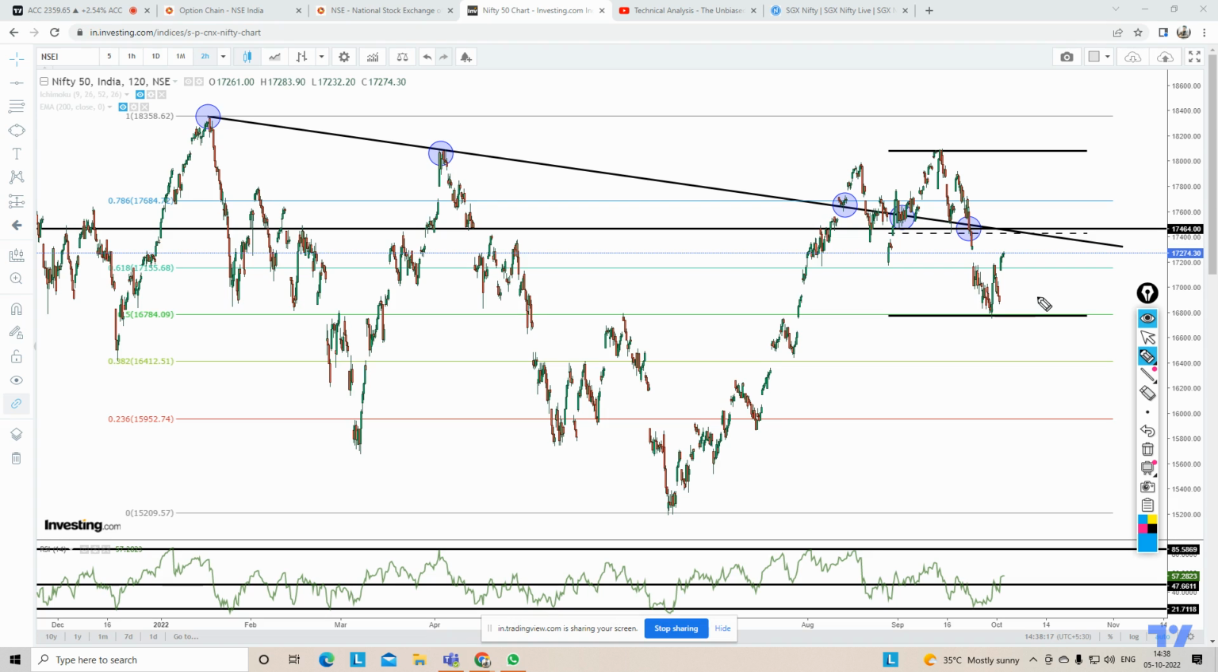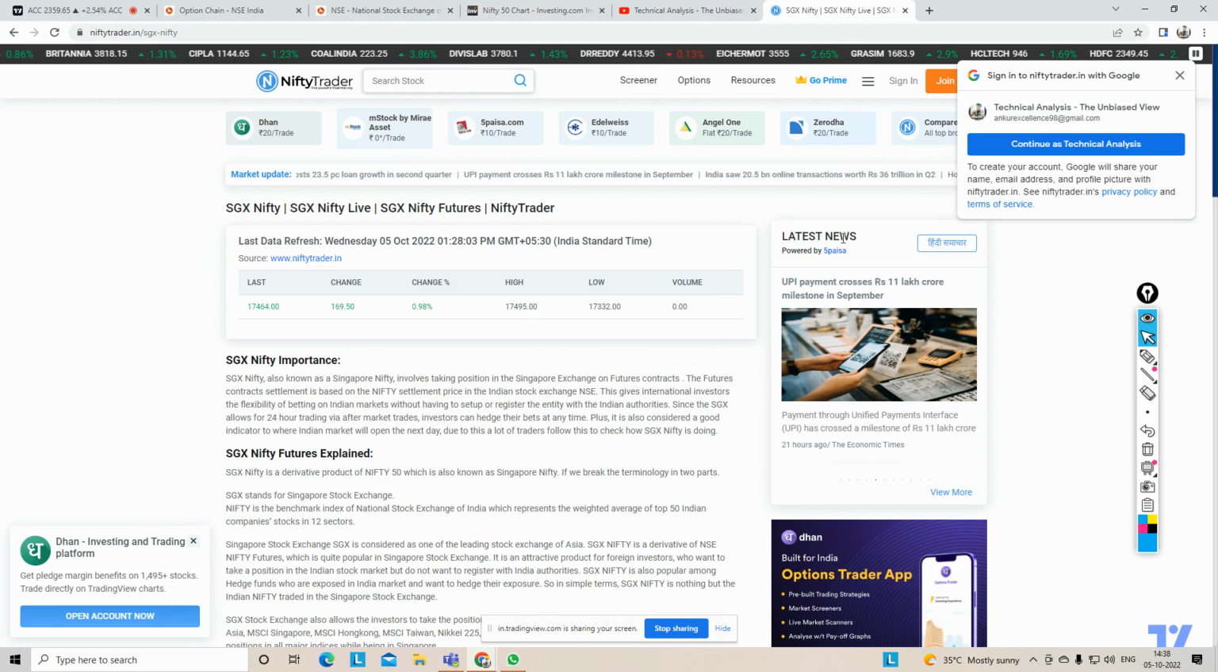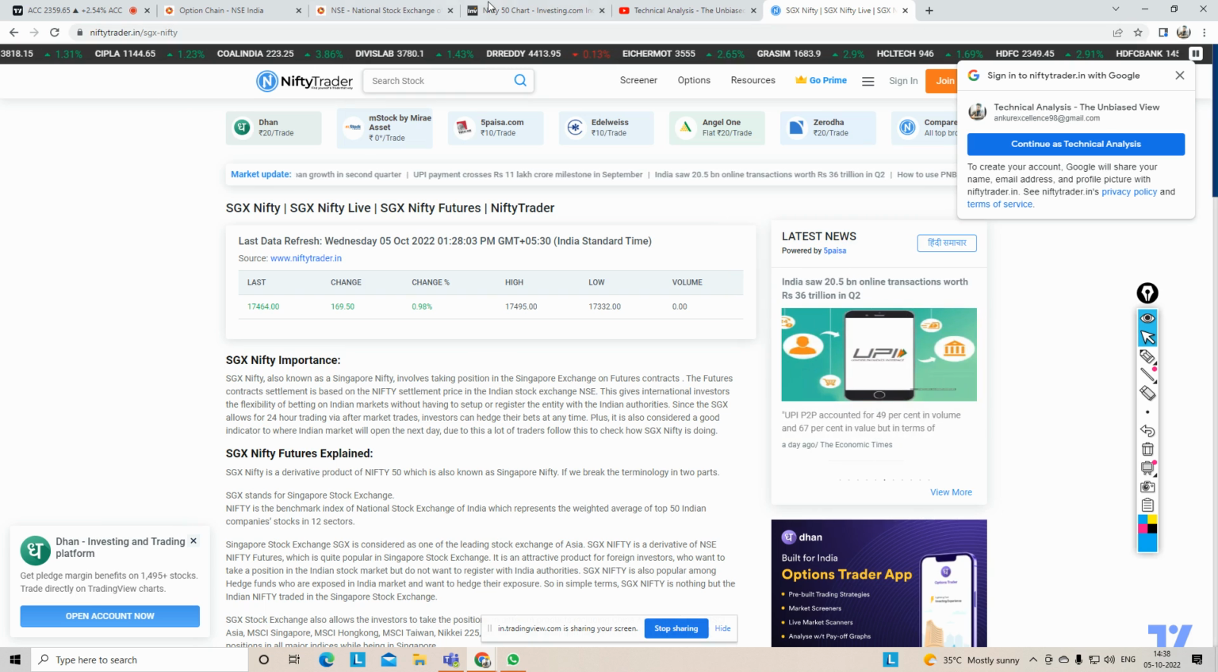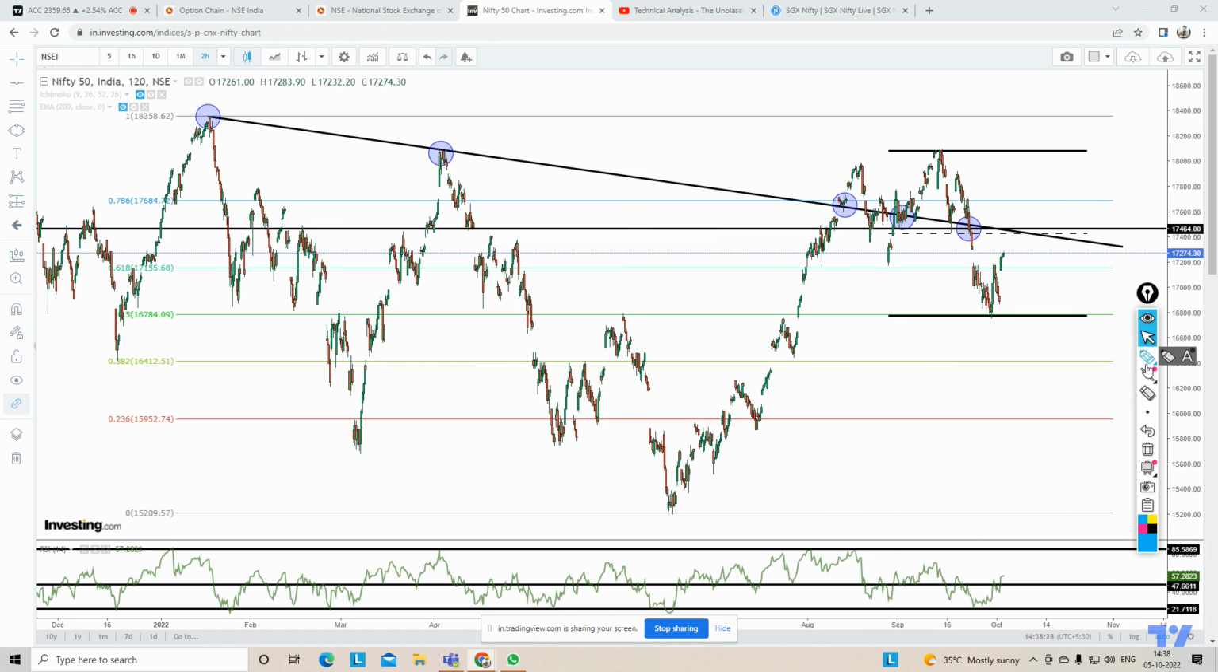As we all know, SGX Nifty is showing around 169 plus, and right now SGX Nifty is showing something like 17,464. So I have marked that area already. Hypothetically, let's think that the market will open gap up tomorrow at the same level, which is 17,464. From here onwards, the important areas: the first important area is this resistance trend line, which you can all draw in your respective systems.